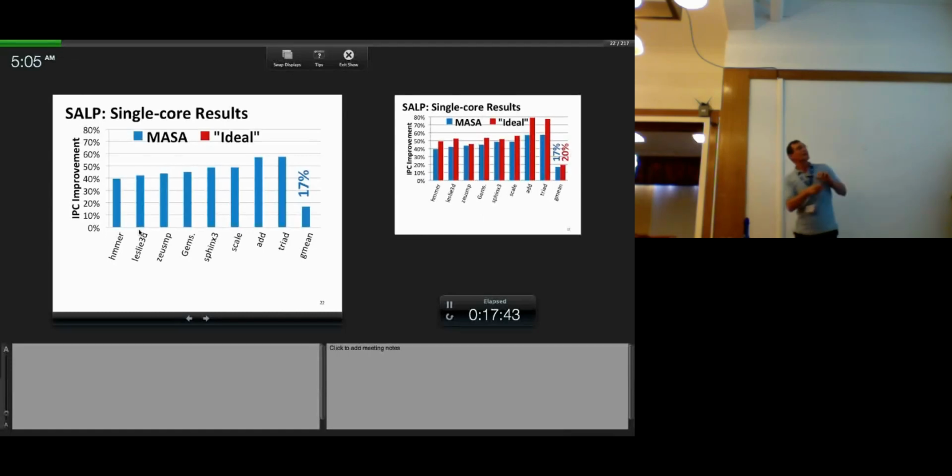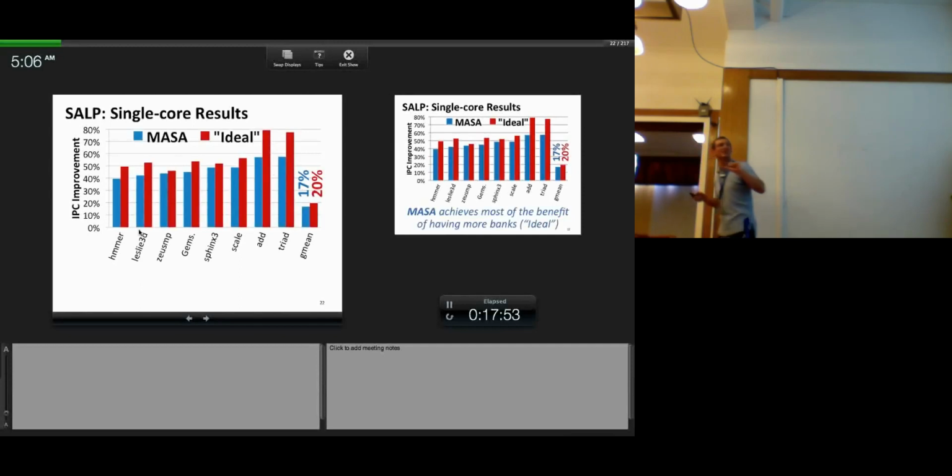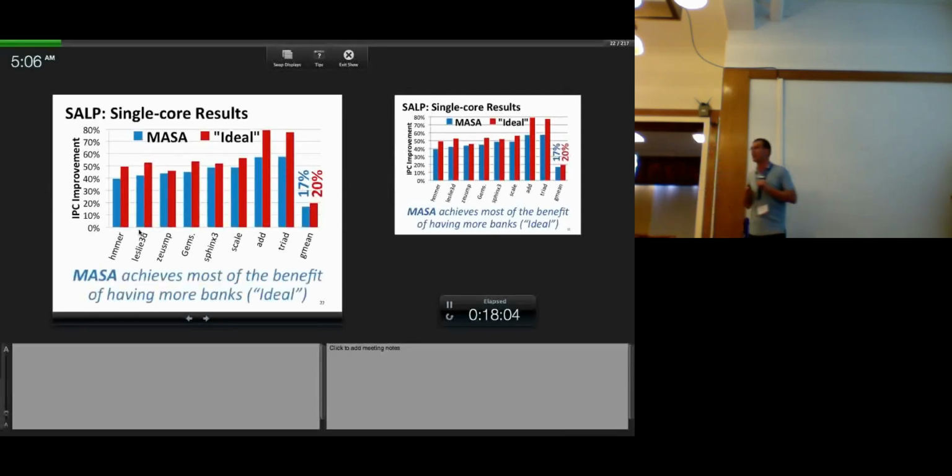So how close does this come to the ideal? Ideal meaning making all of these subarrays independent. Basically, you're increasing the number of banks. That buys you about 20%. So this mechanism gets most of the benefit of having more banks without the high cost of having more banks.